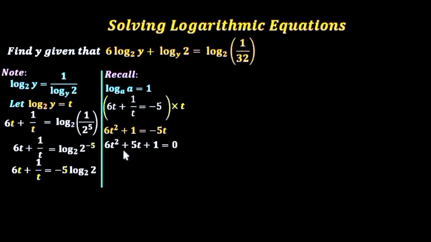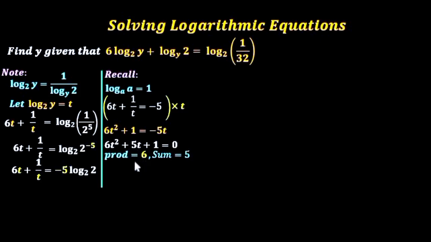Okay, so here we have a quadratic equation to solve, and I'm going to apply the factor method. So we're going to look for two factors or two numbers such that their product is equivalent to the product of coefficient of t squared here, that is 6, and the constant term 1. So 6 times 1 is 6. So the product of the two numbers is 6, and the sum of the numbers is 5. That is the coefficient of t, the middle term here.